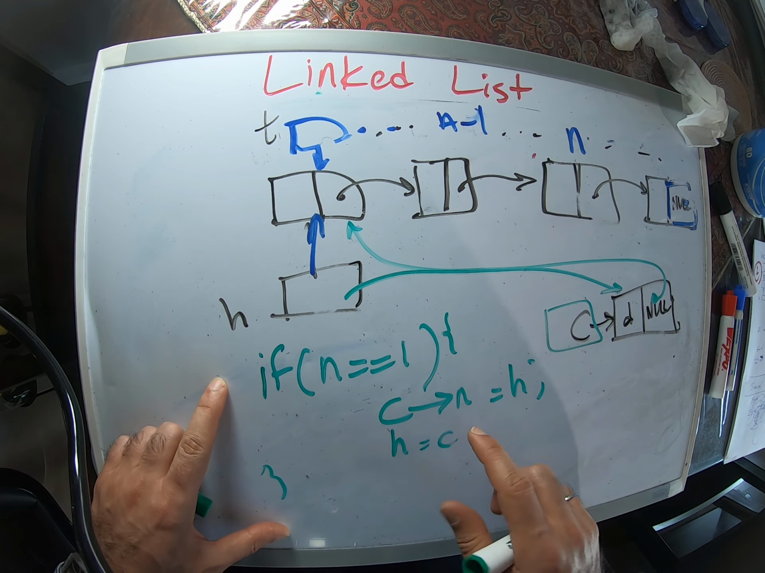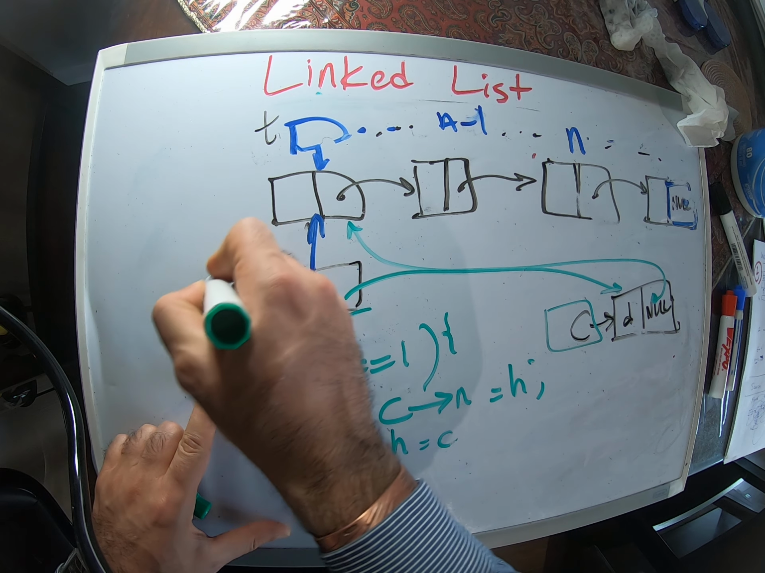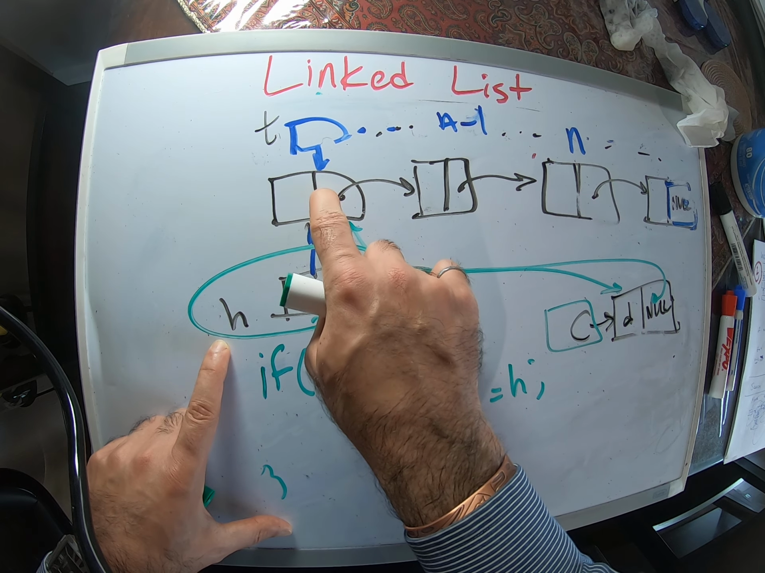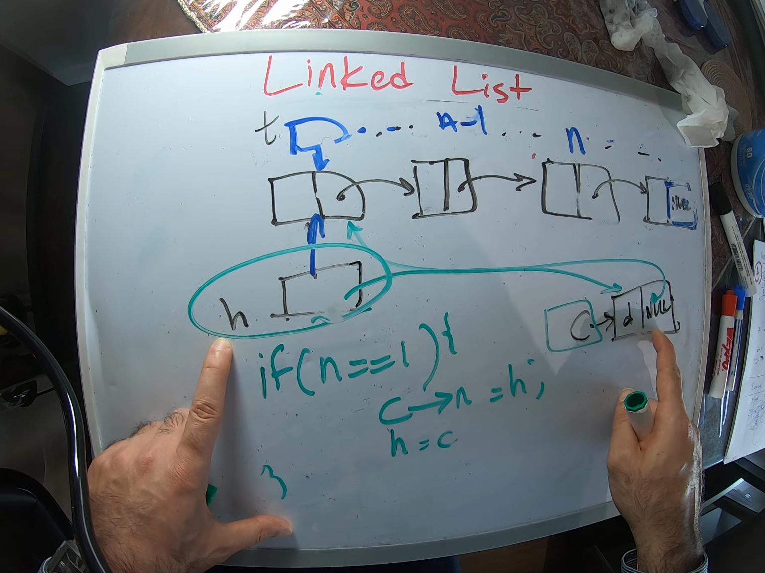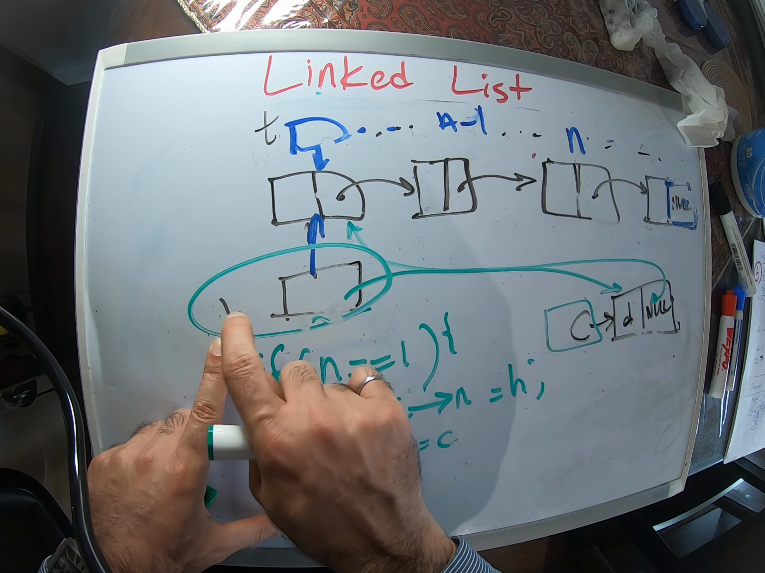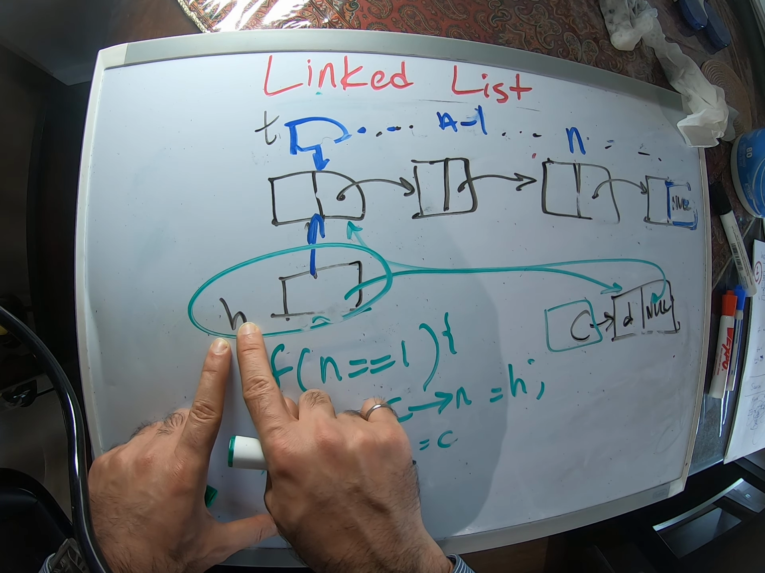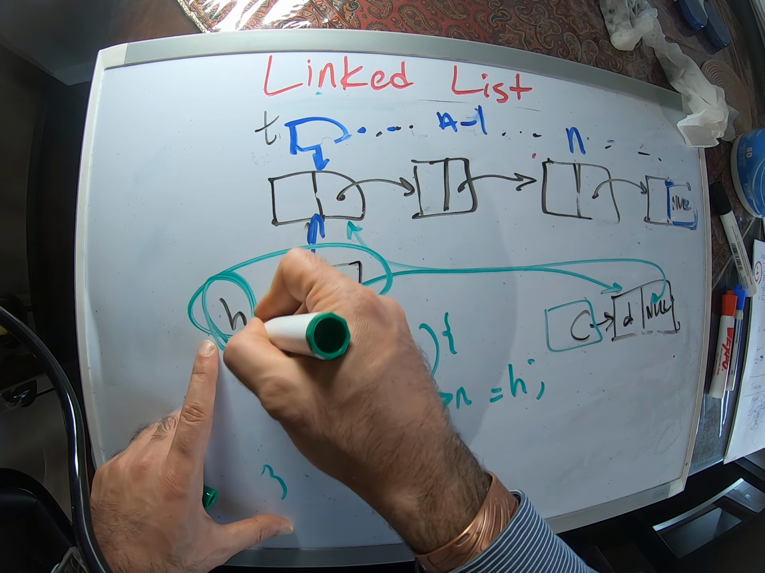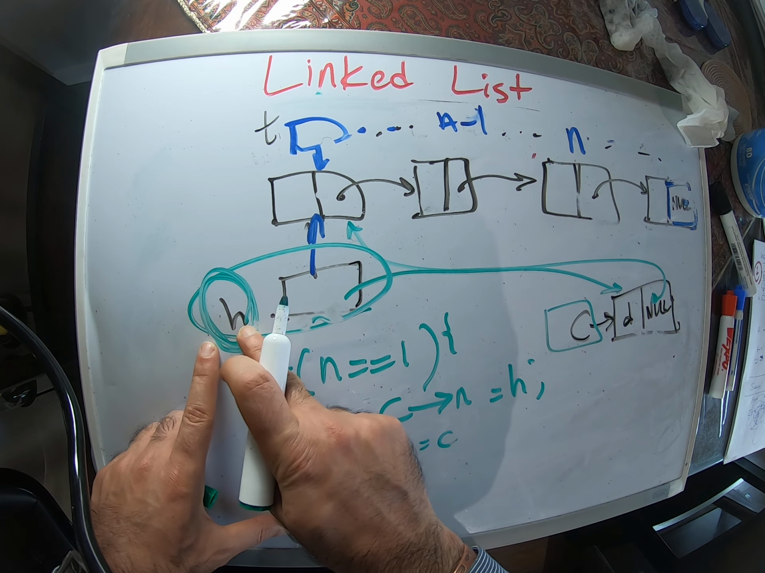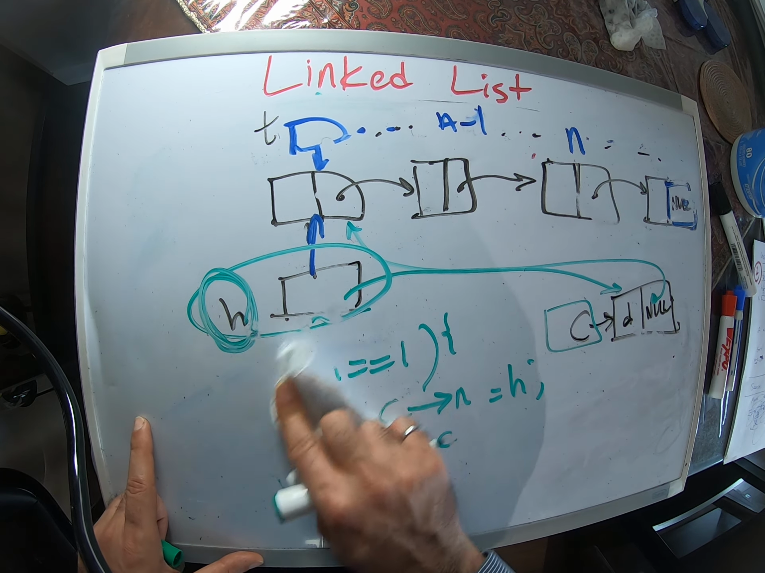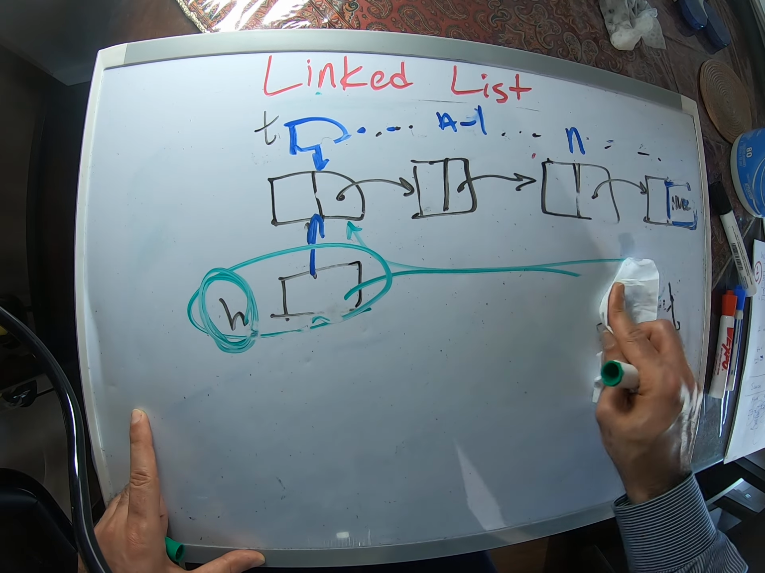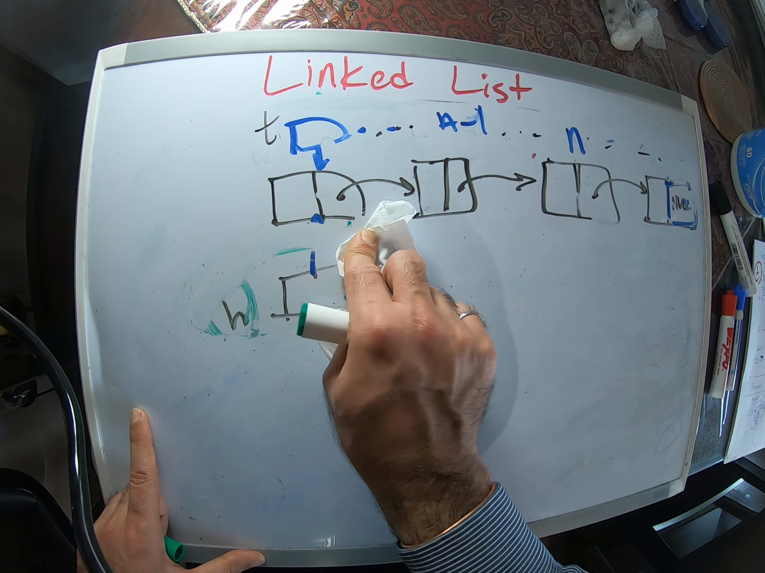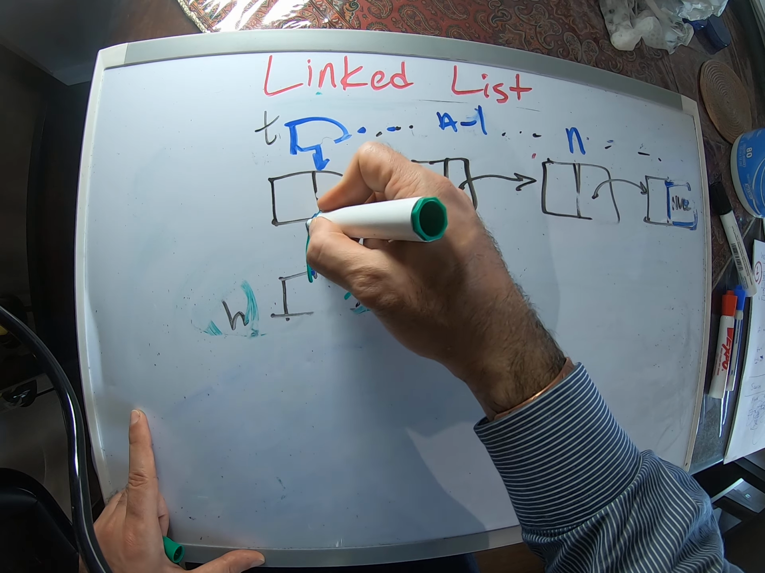So this is a special case, because if that's the case, our head pointer has to change. Our first node is not going to be this one anymore. It's going to be this one. You have to make sure to change the head pointer. That's why if you write a function, you might have to pass this one by reference so that you can change it inside the function.